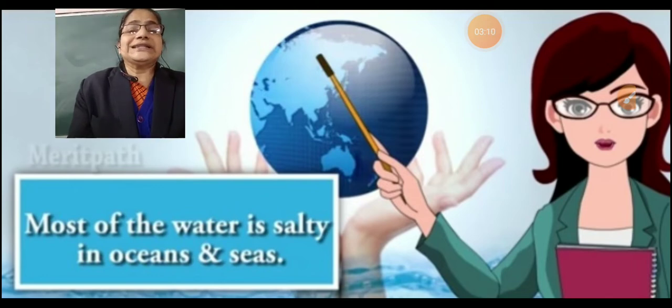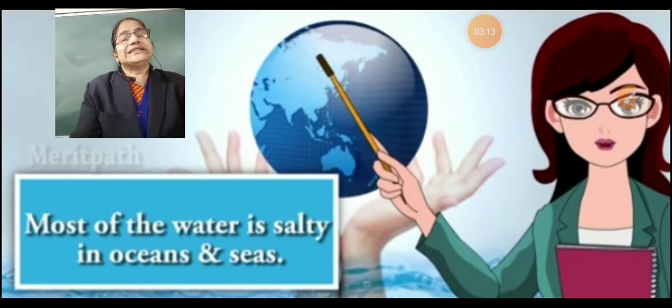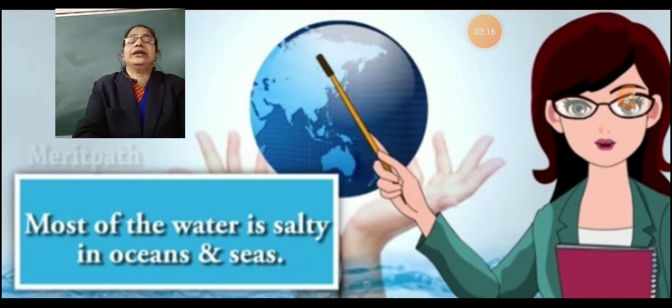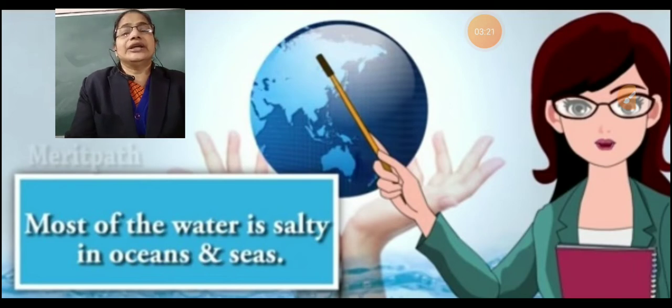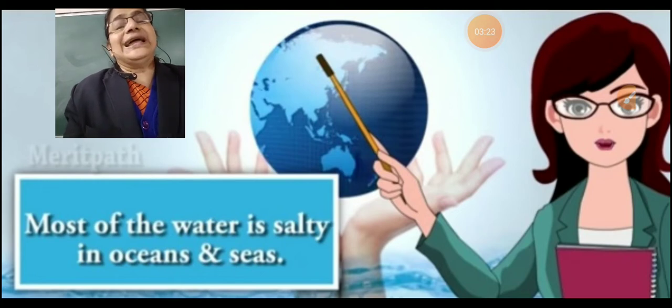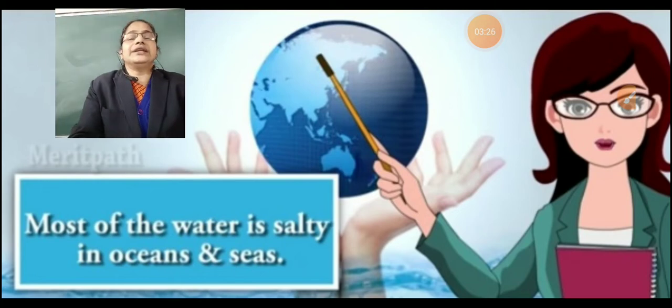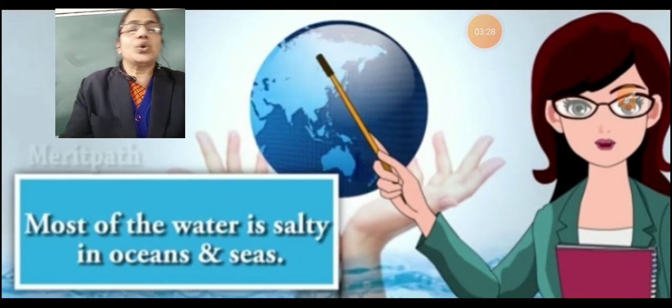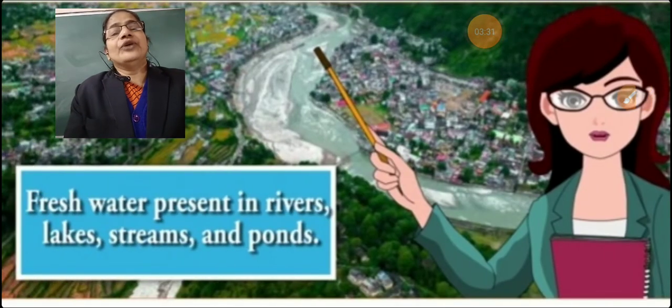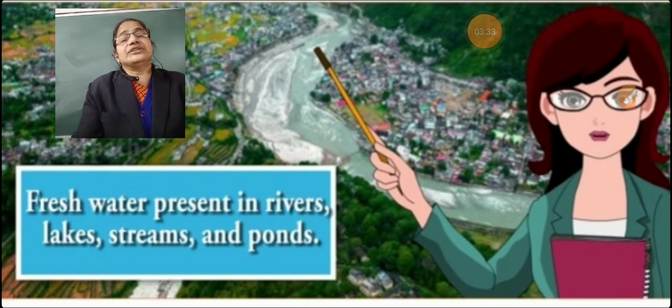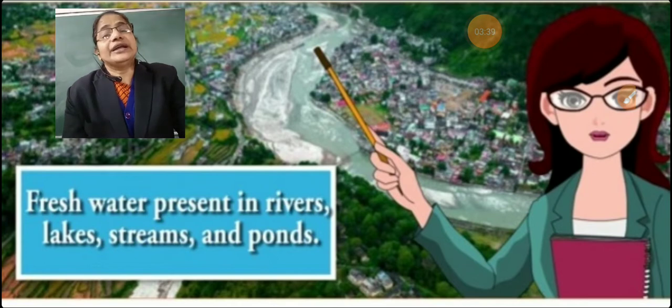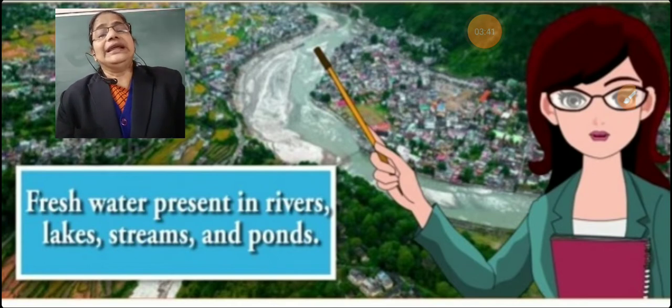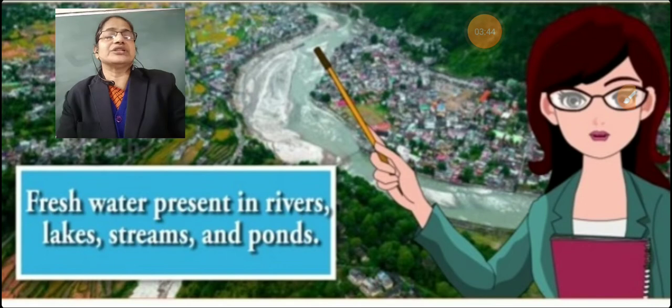Most of the water is salty in oceans and seas. The water of oceans and seas tastes salty. Now, fresh water is present in rivers, lakes, streams and ponds. We can get fresh water from rivers, lakes, streams and ponds, and the water of oceans and seas is salty only.